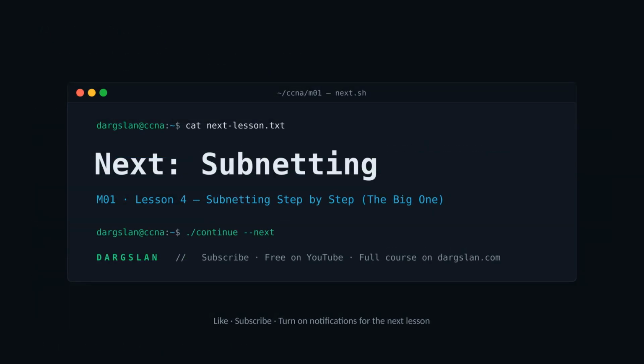And that sets us up perfectly for the big one. Lesson 4, Subnetting Step by Step. This is where everything we've built so far, the mask, the CIDR notation, the network and host split, comes together into a repeatable process you can run in your head.